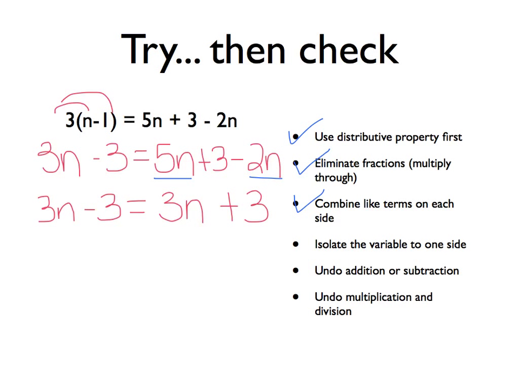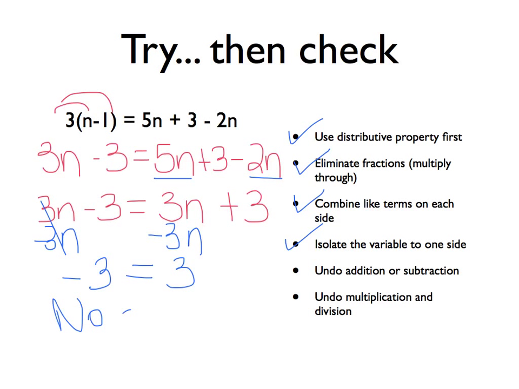Okay, so now let's move on. We're going to isolate the variable on one side. Let's go ahead and get rid of the 3n. I get -3 equals positive 3? Again, this doesn't work, so we would say that this has no solution. Copy these notes down onto your paper so that you can refer to them later.